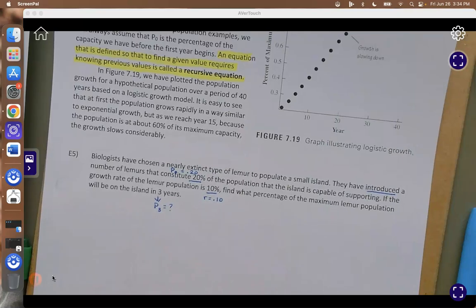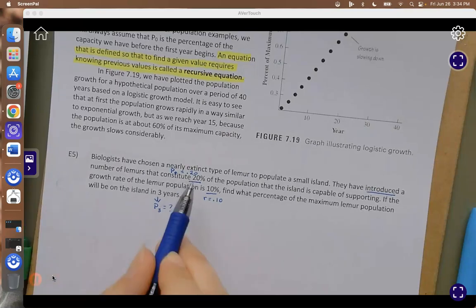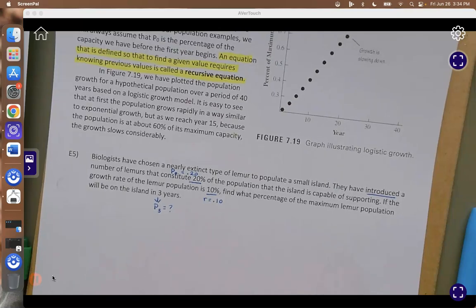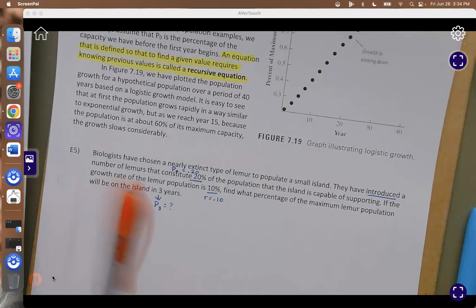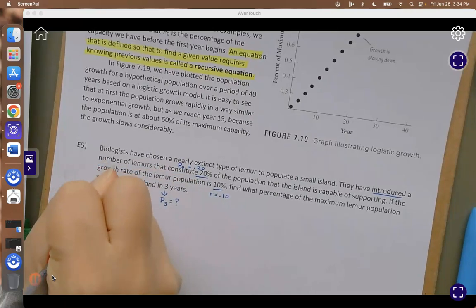So they want to know what is P of 3. Okay, so we know P of 0, so then we have to calculate P of 1. Then we'll know P of 1, so we'll have to calculate P of 2. And once we know P of 2, we'll be able to get that P of 3 that we want. Okay, so let's do these in different colors. So let's do P of 1 first.